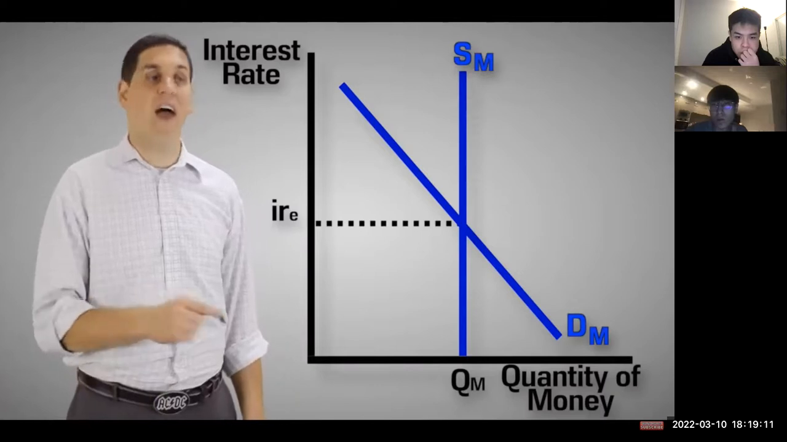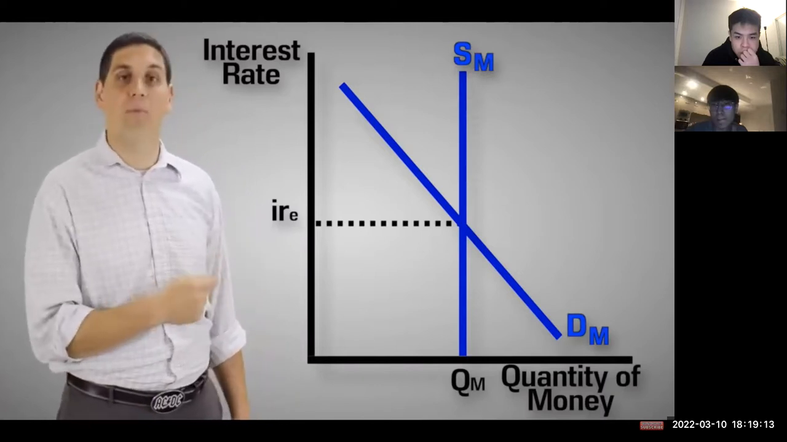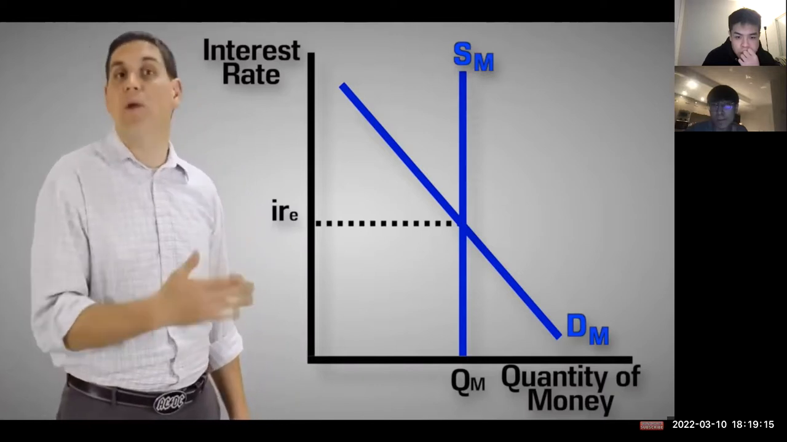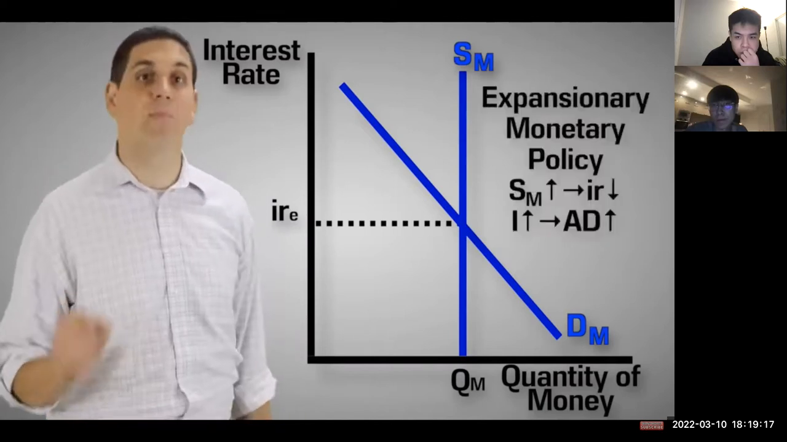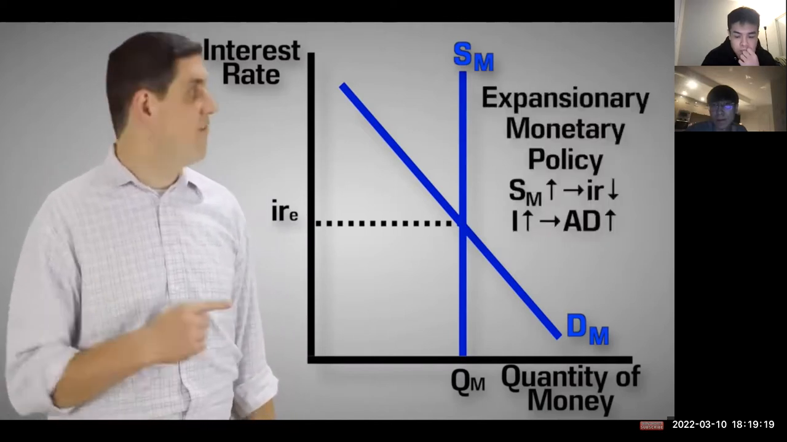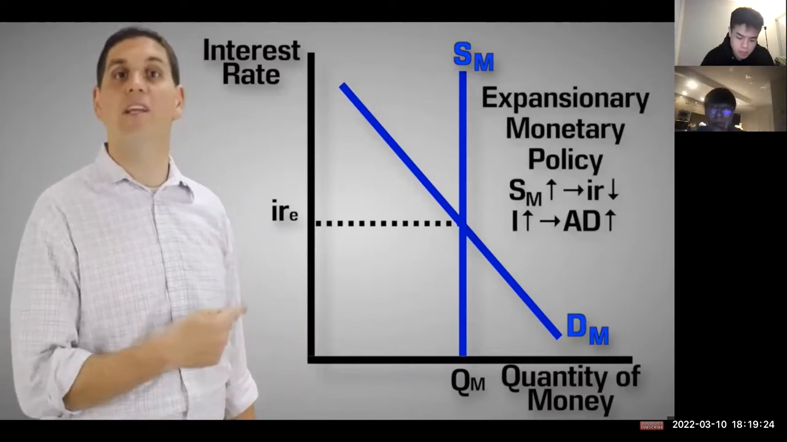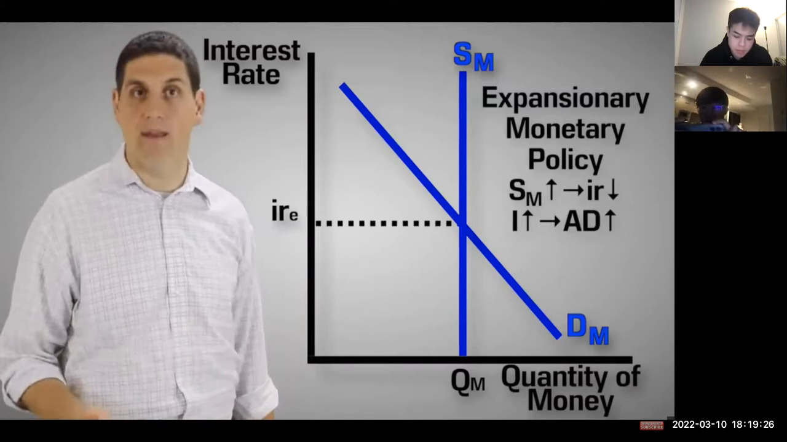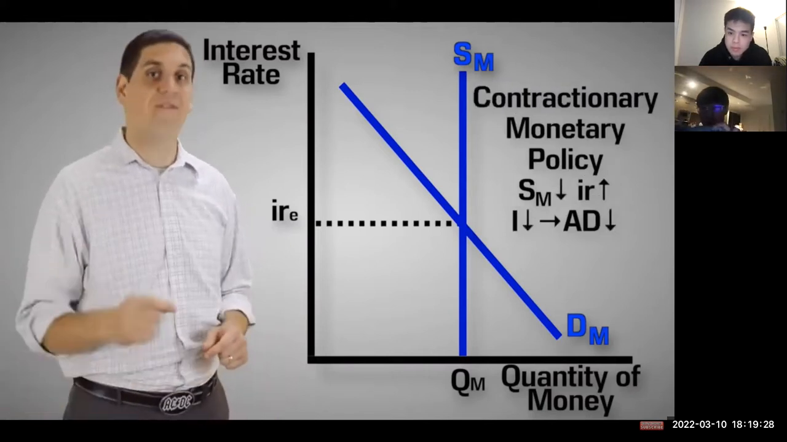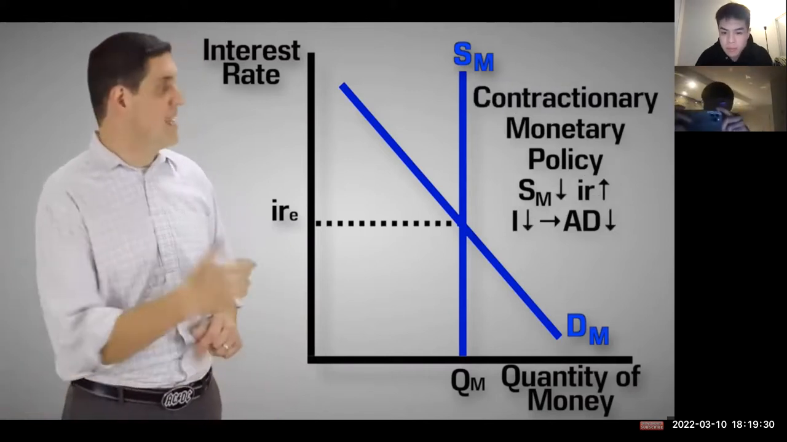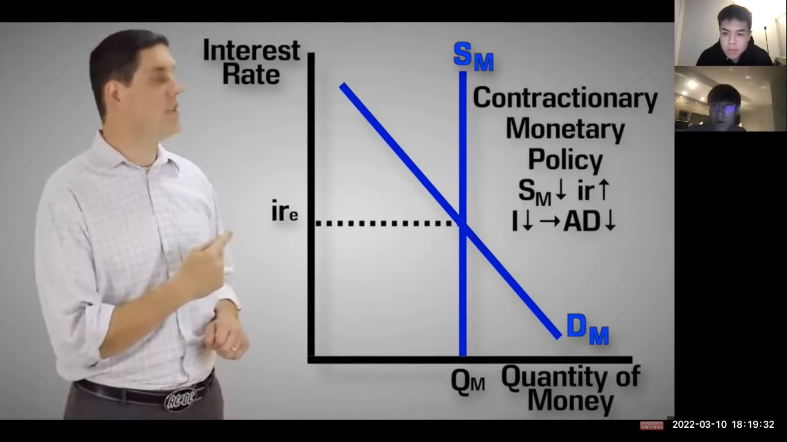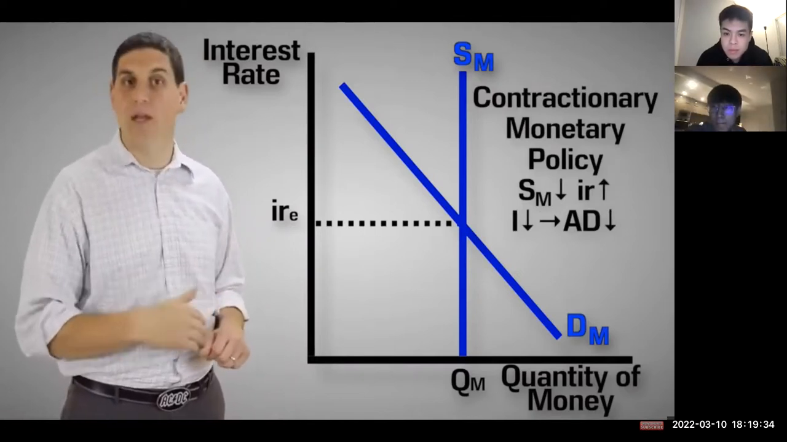This is when the Fed increases or decreases the money supply to affect the interest rate to speed up or slow down the economy. Remember, expansionary monetary policy is when the Fed increases the money supply. This will decrease interest rates, increase investment, and increase aggregate demand. Contractionary monetary policy is designed to fight inflation. This is when the Fed would decrease the money supply. This would increase interest rates, decrease investment, and decrease aggregate demand.